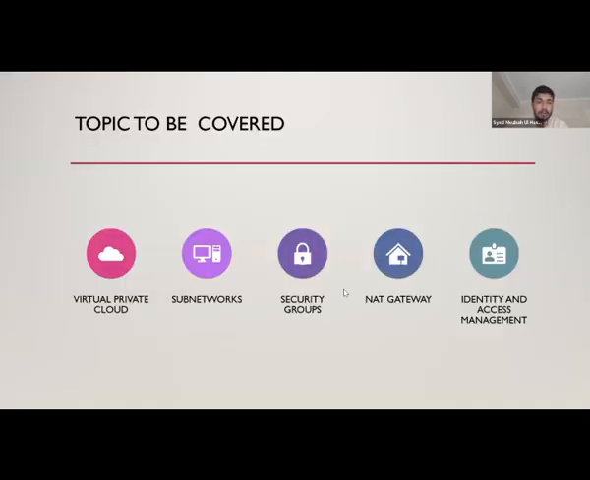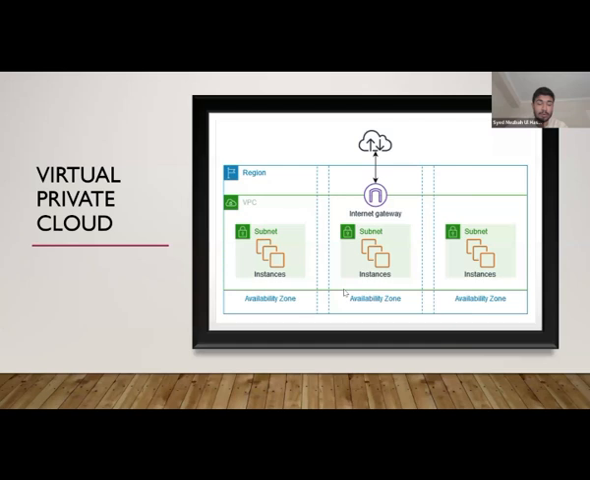The topics to be covered, my core topic is VPC, subnetworks, security groups, and gateway, identity access management, and organizational policy. And I've discussed so far details about virtual private clouds, and routing tables as well, security groups, subnetworks, NAT gateway, network access control list, security groups, and now I'm talking about the virtual private cloud.